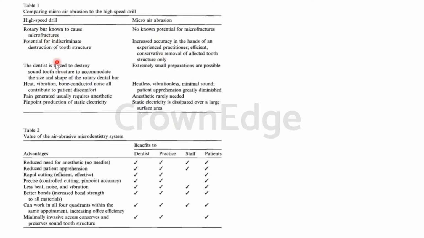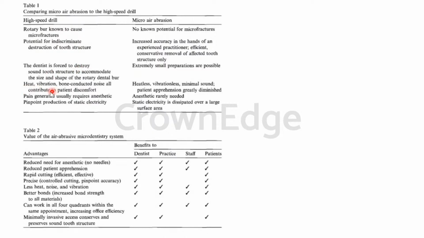With a high-speed drill, the dentist is forced to destroy sound tooth structure in order to accommodate the size and shape of the bur. In order to let the bur sink into the deeper portions of our cavity preparation, it is required to enlarge our access, and that is the problem with high-speed drills. But with micro abrasion, extremely small preparations are possible, and accuracy is completely different when compared to high speed drills. It is much more accurate, much more precise in nature.